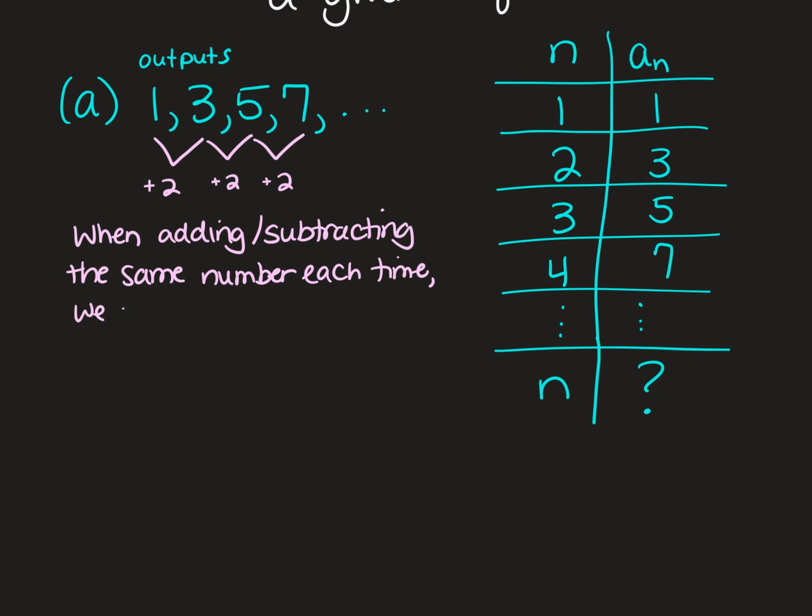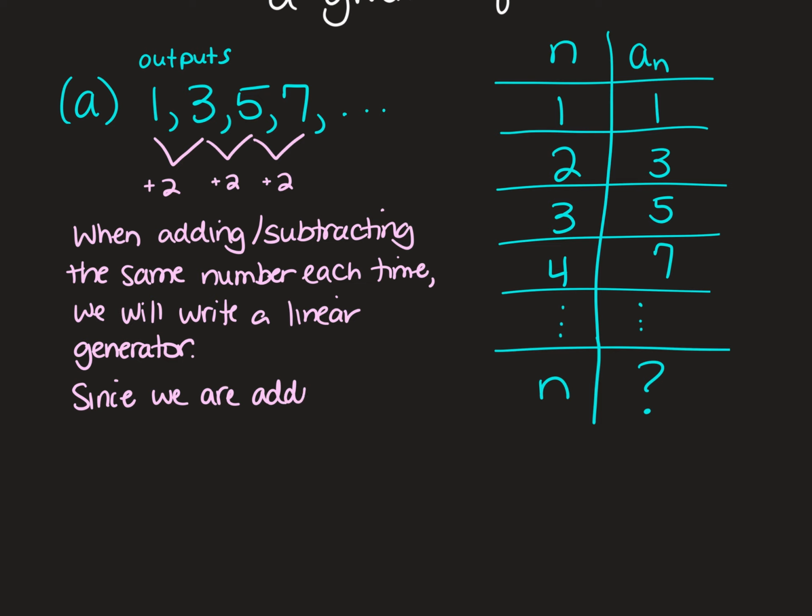We will write a linear generator. So back in Algebra 1, you talked about ways to write the equations of lines, and that's what that's going to be. If you're adding the same number each time, it's going to be the equation of a line. There are lots of ways to do this, but here's what I know for sure. Since we're adding 2, then 2n is part of our generator.